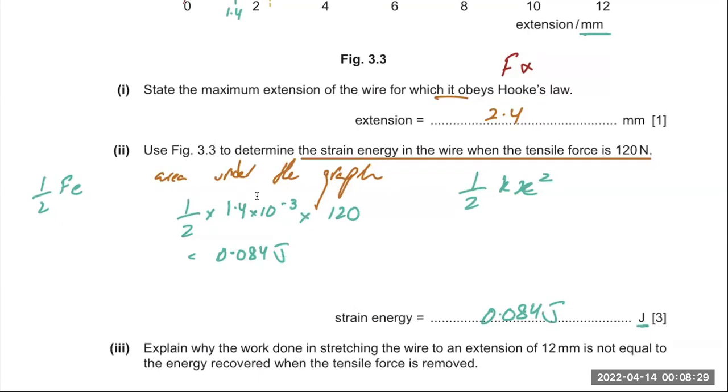So as Ibrahim said, if they've given you the value for K, use half Ke squared. If they've given you the value for F, use half Fe. But in any case, you can use both.